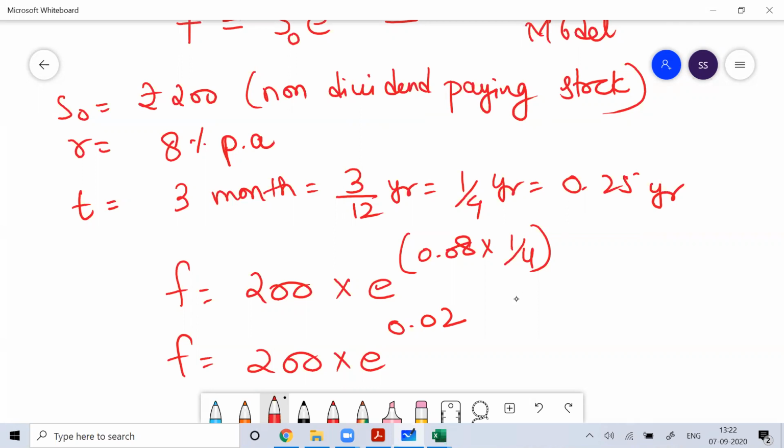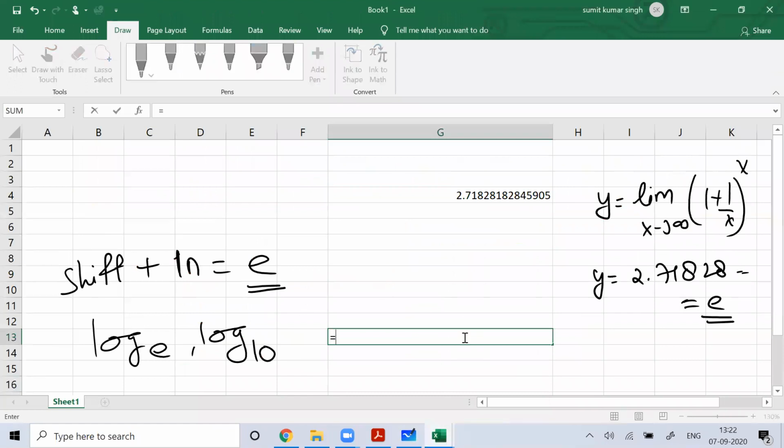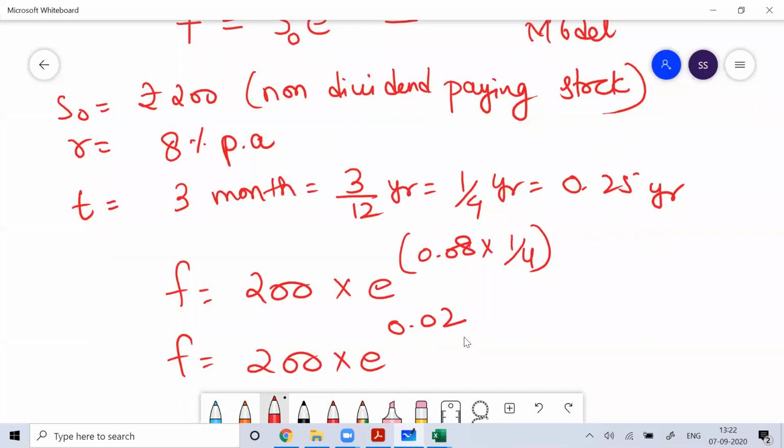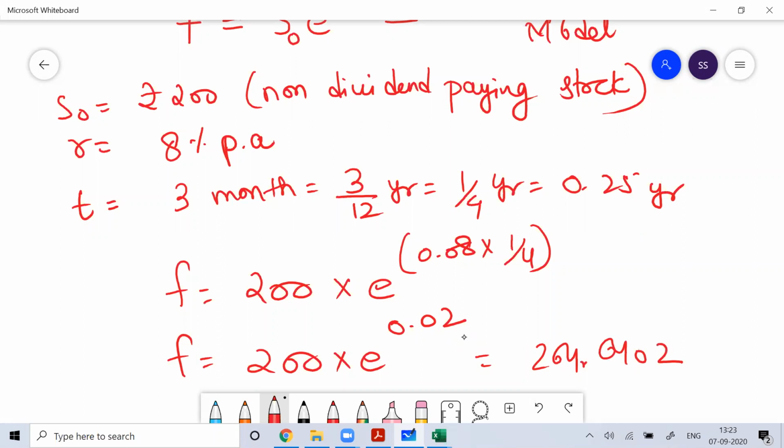Now how to do this? e to the power 0.02, you can do in Excel. So this is exp of 0.02 into 200. That is equal to 204.0402. This is the value you will get. This is the future price for the non-dividend paying stock.